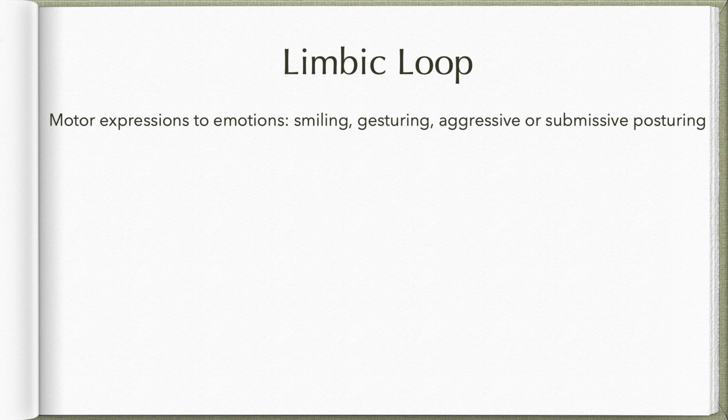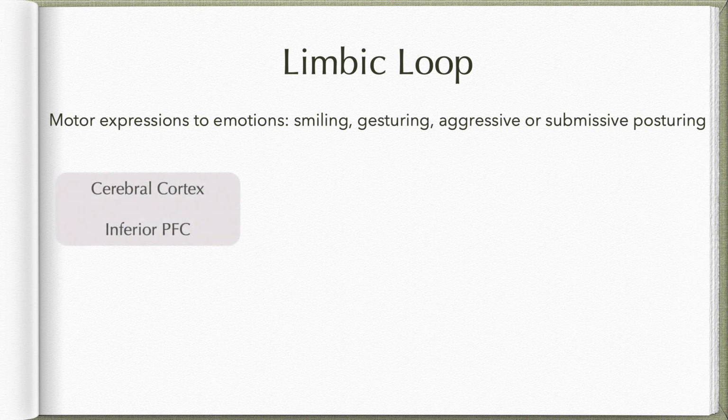Now coming to the third loop, that is limbic loop. Now this loop is involved in motor expression to the emotions. So basically you're smiling, gesturing, taking some postures like aggressive posturing or submissive posturing in response to some of the emotions. So that is being expressed through the connections to limbic loop.